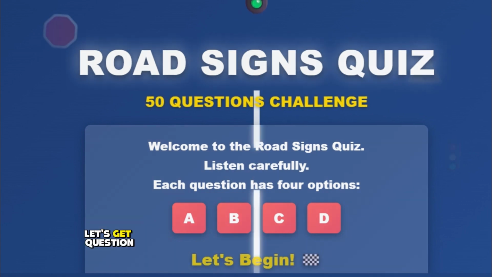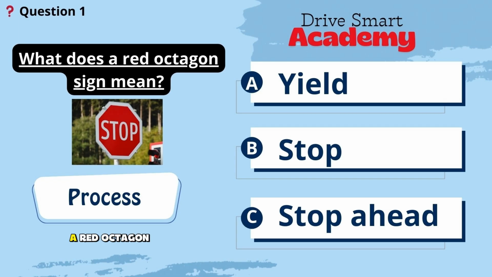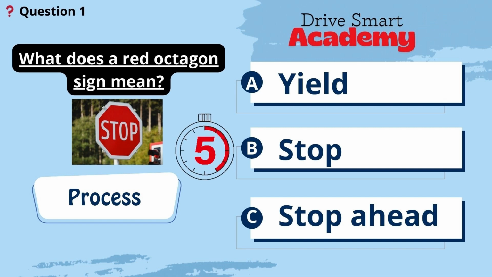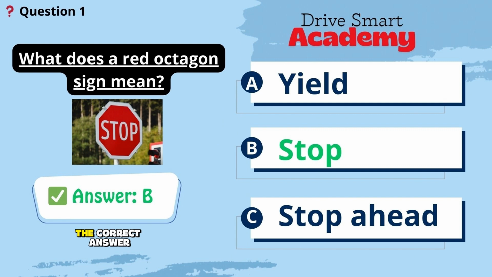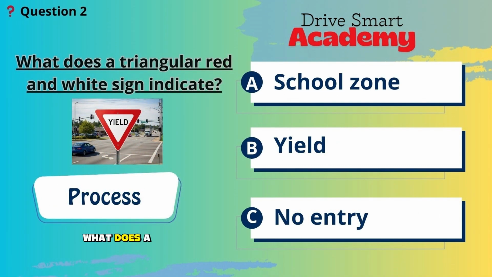Let's get started. Question 1. What does a red octagon sign mean? A. Yield. B. Stop. C. Stop ahead. The correct answer is B. Stop.